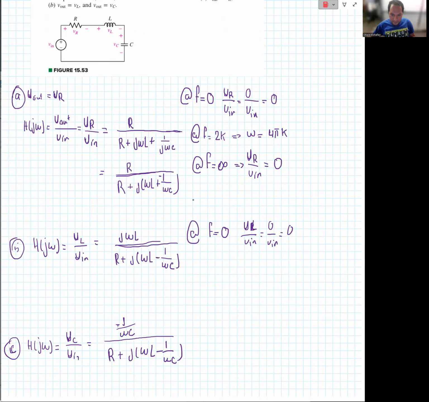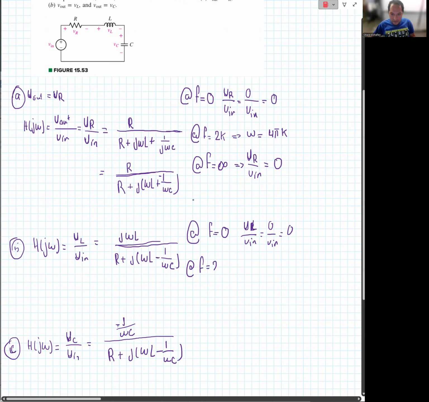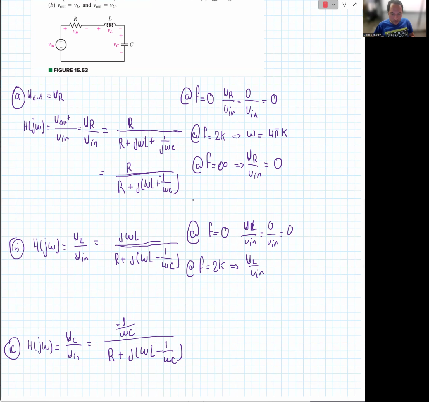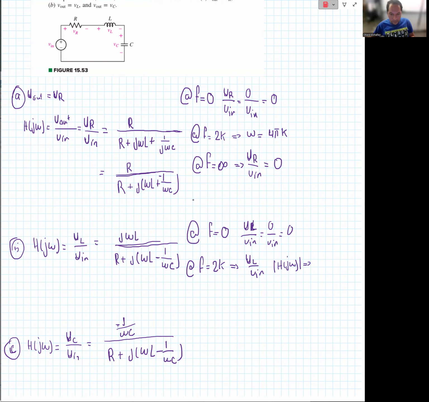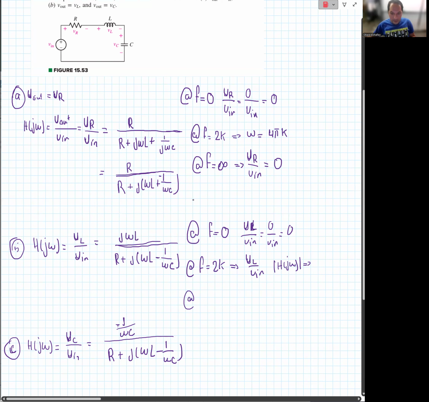And at f equals 2k, VL over V in, same thing. So omega equals 4 pi k. We'll just substitute, get a value, and get the magnitude of H of j omega. So you just get H of j omega and solve for its magnitude. Straightforward problem.